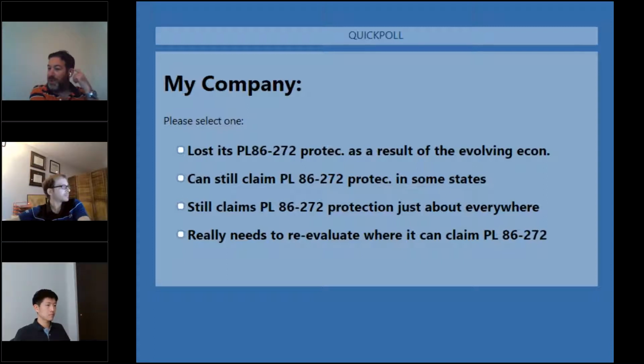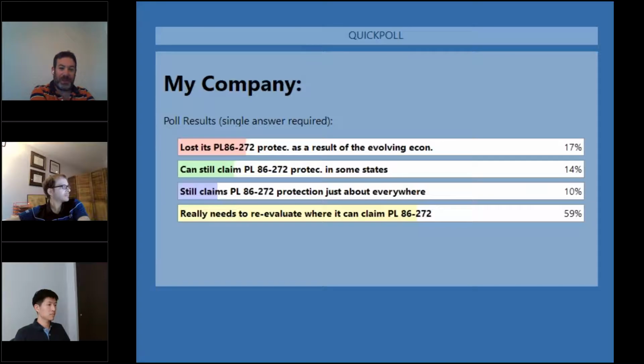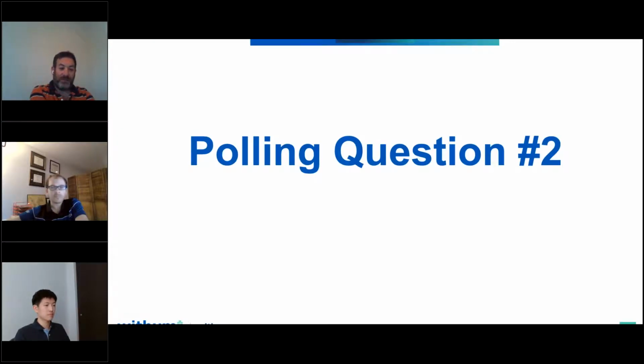Let me just give it a few more seconds here and then we'll close the poll. And how about we go to the answers to see where the polling took us. So I think that's a clear winner where people are saying that they really need to reevaluate where they can claim Public Law 86272. So moving on.